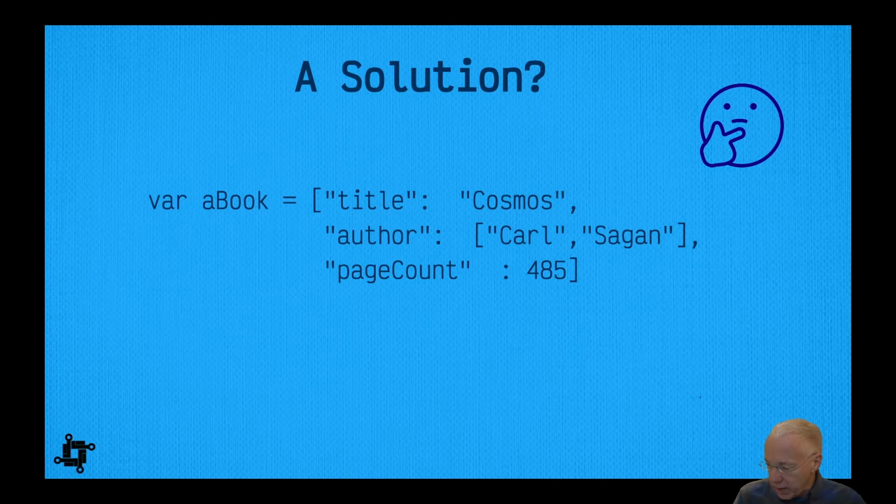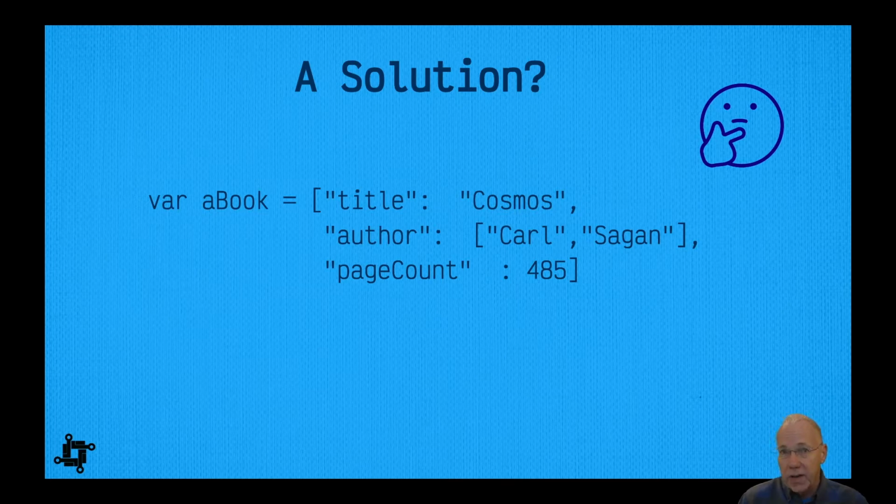What's interesting about this is that we have a key and then we have a value. Here title has a value of Cosmos, which is a string. Here we have author, which is another key, and the author looks like an array of strings of first name and last name. And finally, we have a page count, and it has a number of 485. So a question might be, why is this not a valid solution?